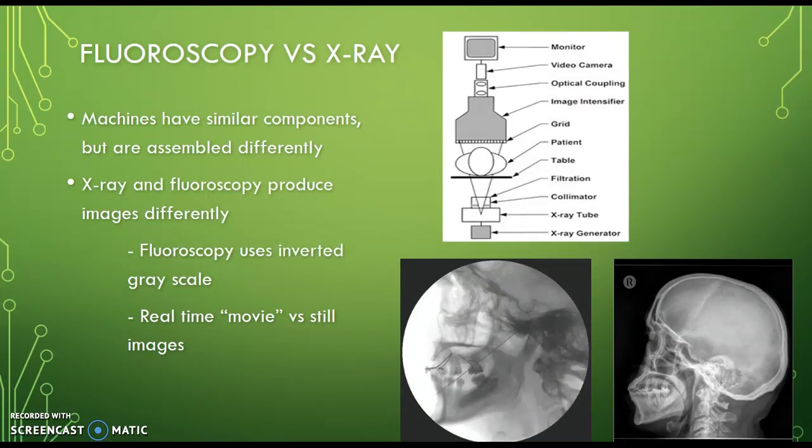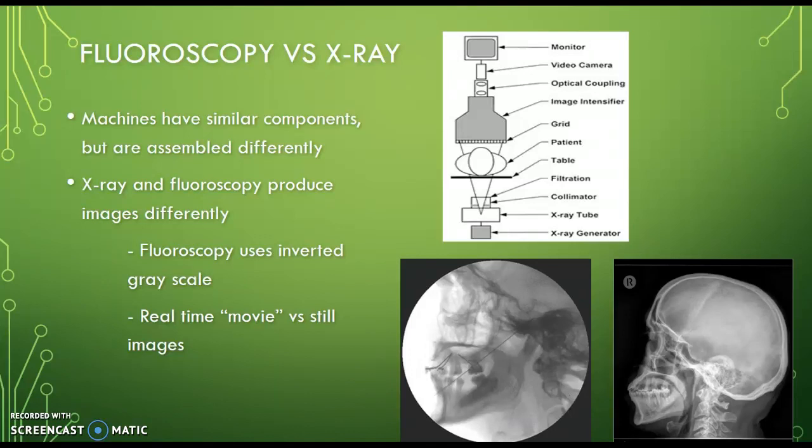Fluoroscopy versus X-ray. Fluoroscopy and X-ray actually share a lot of common traits, but they also have some distinct differences. The machines have similar components, but they are assembled differently. As you can see in the picture on the top right corner, we are used to the X-ray tube and generator being located above the patient, whereas in fluoroscopy they are located underneath the patient and the table, and they shoot upwards through the patient and into the rest of the machine.